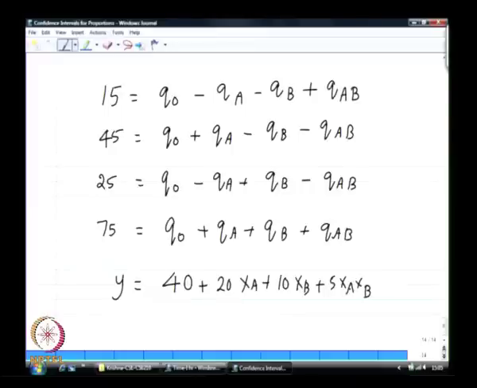Okay, so these coefficients are called your effects. So what we say is the effect of your first main memory is 20 and this one is 10, this one is 5. So there is a relative grading between these two in terms of how much impact they have on your system as such.